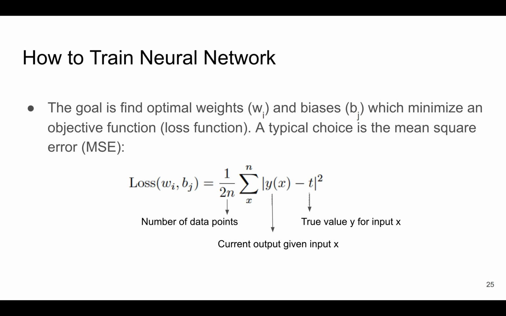How do we train a neural network? The goal is to find the optimal weights and biases which minimize an objective function, which we'll call a loss function in the following slides. A typical choice of loss function is the mean square error, or MSE, the sum of the squares of the difference between the current output value and the true value for each training sample, averaged by the number of samples.